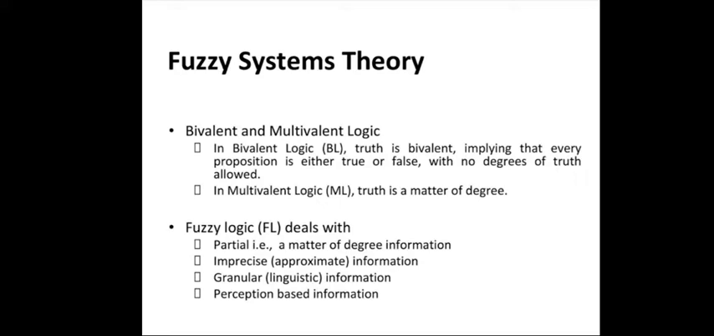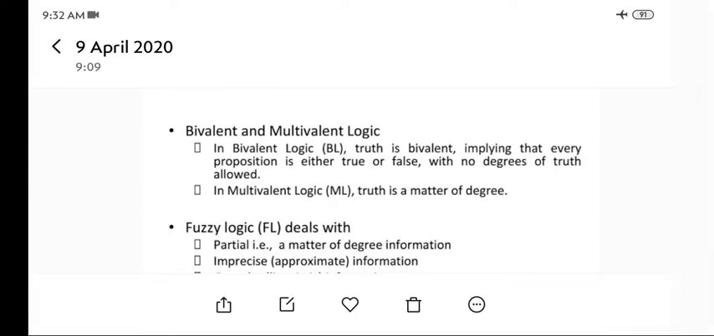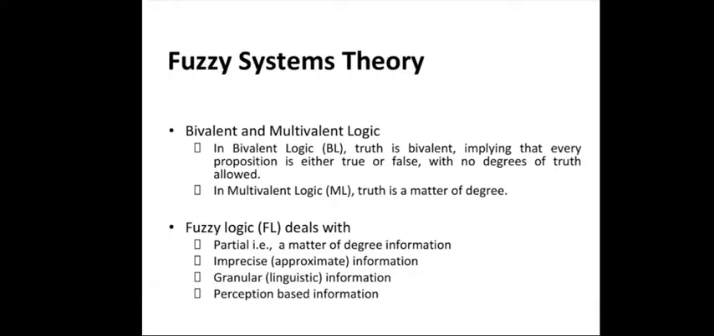So fuzzy logic deals with partial truth, which is a matter of degree. It deals with imprecise information and granular information. Granular theory here means that we have linguistic information, and fuzzy logic can deal with this kind of information and help quantify it from the linguistic form. Fuzzy logic can also be helpful for perception-based information. In other words, perception-based information can be quantified by fuzzy logic.